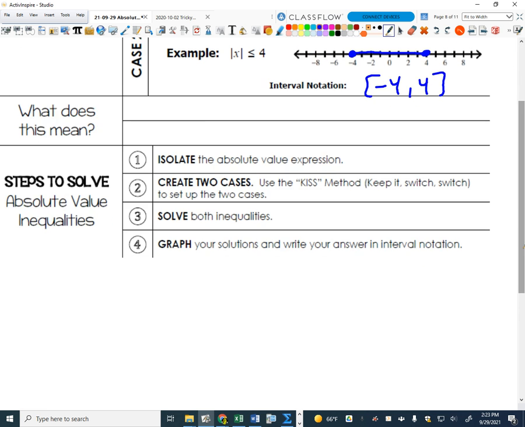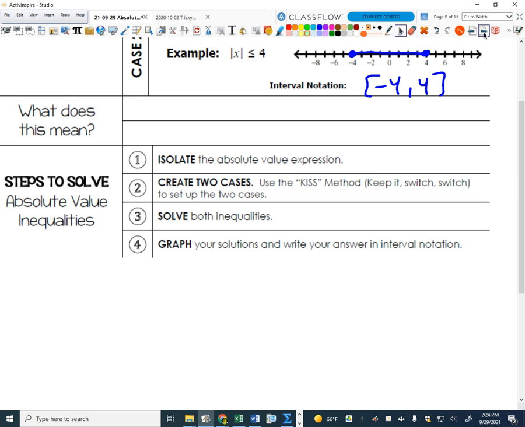So steps to solve: isolate the absolute value, create our two cases, right? Which just means we're going to use one of those two inequality patterns, and versus or. Solve both inequalities, and then if you want to write your answer in interval notation, one way to do that is just to graph it first and use the graph to create the interval notation. But maybe you can even skip the graph. You guys could probably skip the graph, I bet.